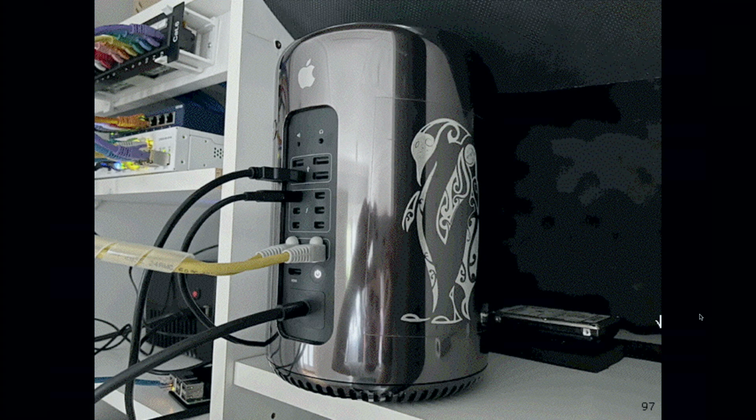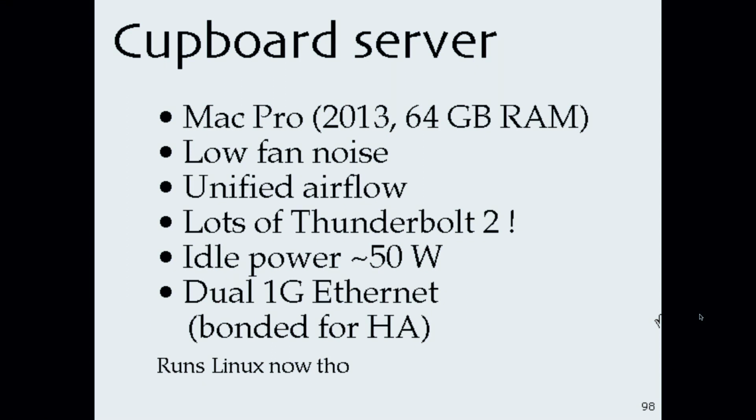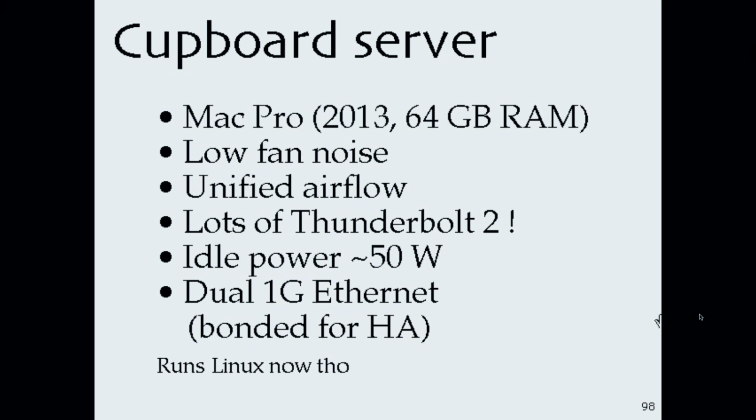Here's a machine I had a few years ago. It's the Trash Can Mac Pro. It's a great cupboard machine. Gotta say, there are so many upsides to using it as a little home server. Low fan noise, it's got a single fan just pushing air through it. Lots of Thunderbolt 2 ports for upgrades, like if you want to attach some hard drives to it or more Ethernet ports or something. It comes with two 1 gig Ethernet ports, so it's actually quite highly reliable. The only thing I've done to make it more reliable as a server is to basically just run Linux on it, and that's kind of optional.